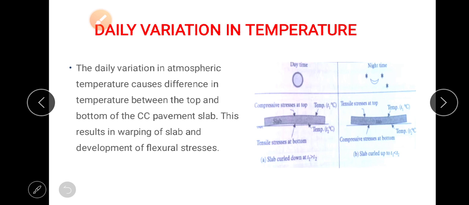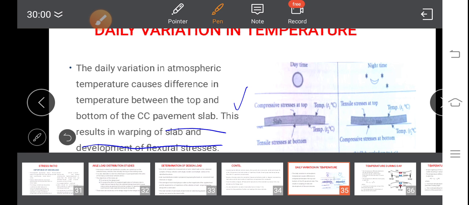Daily variation in the temperature. The daily variation in temperature causes a difference in temperature between the top and bottom of the CC pavement slab. This results in warping of the slab and development of flexural stresses. You can see here, the top is hot and the bottom is cool during midday. In the midnight, it is reverse. The bottom will be at high temperature, and the top of the pavement will be at lower temperature, that is, cooler.